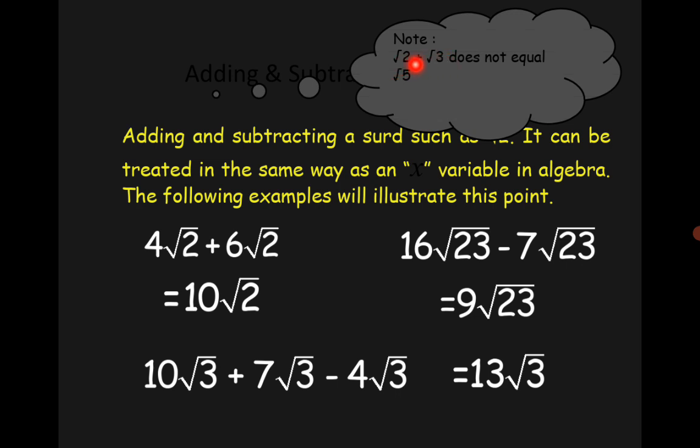Take note that root 2 plus root 3 does not equal root 5. No. Why? Because these are unlike terms. Root 2 and root 3 are unlike terms. You can't add them up as easily as that. So take good note of this.